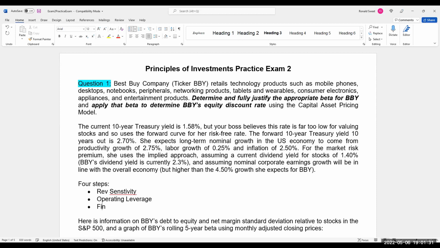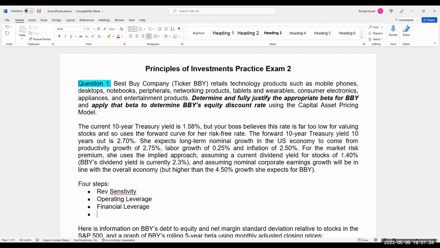Does it have to be in a certain order, or is it okay? Well, it makes sense in this order. You could certainly switch the operating and financial leverage, but I would generally do it this way, but it doesn't have to be. All right, so here we're talking about Best Buy. Best Buy, it's retail, it's higher-priced electronics. So clearly a consumer discretionary company selling higher price, durable goods.